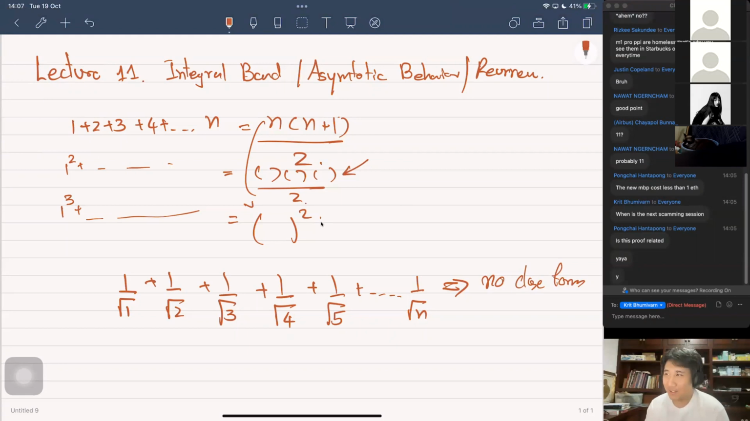Okay, so the goal: I convince you there's no closed form. You can try. There's no closed form, as far as I know. Maybe if you are really smart and you figure it out, tell me immediately: what's the closed form for this guy?